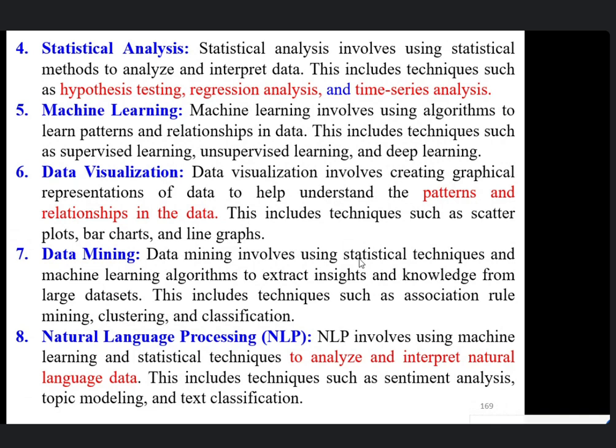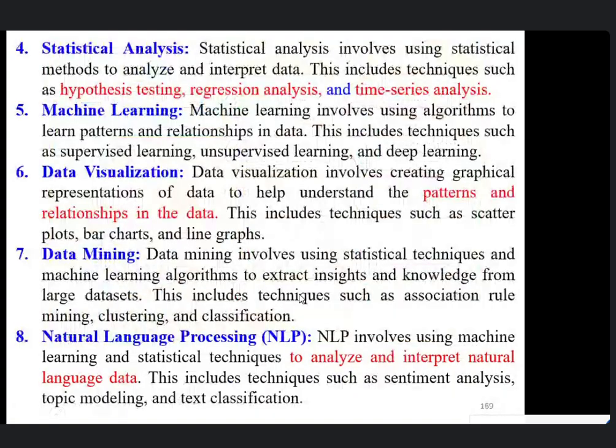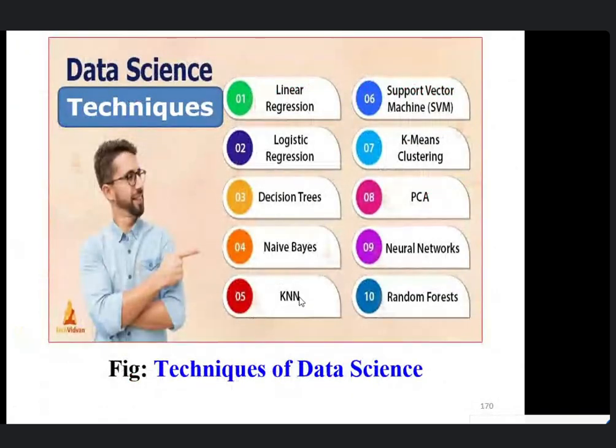Then natural language processing is one more common technique of data science. It involves using machine learning and statistical techniques to analyze and interpret natural language data. The study of different languages, the study of linguistics, is called natural language processing. This includes techniques such as sentiment analysis, topic modeling, and text classification, etc. So these are the 8 common techniques.